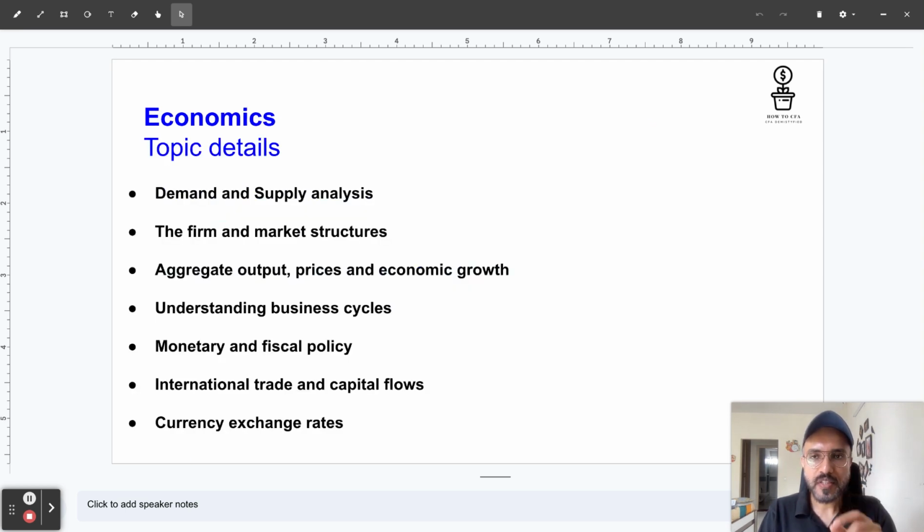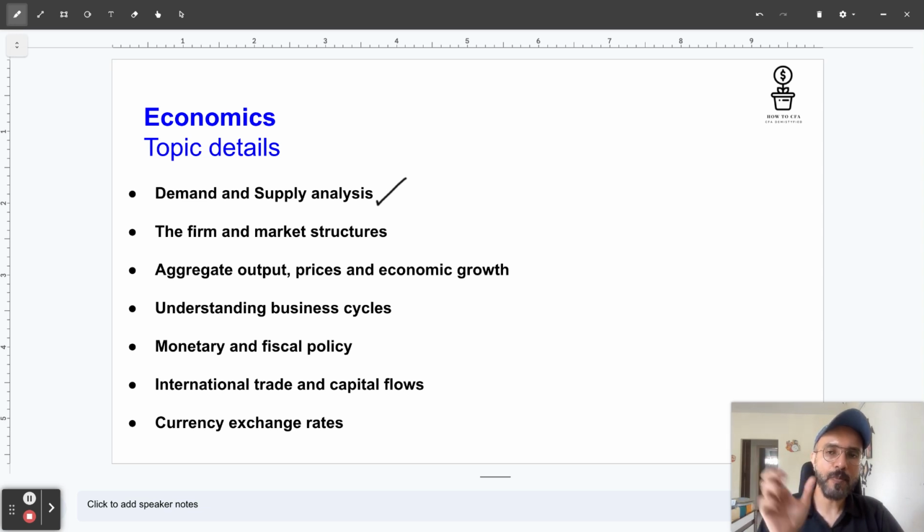Friends, these are the topics of economics for CFA Level 1. There are primarily 8 to 10 topics. Demand and supply analysis is one of the topics, where you see how demand and supply interact with each other in the market to give you a common price point. There will be a demand in the market and a supply of that good. How will demand and supply interact to generate an equilibrium price is the basic contour of this first topic.